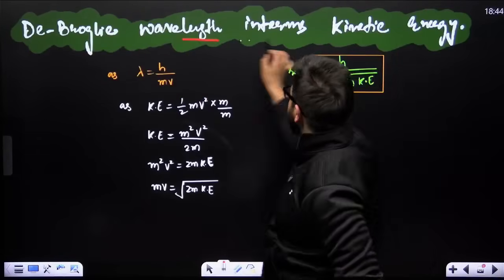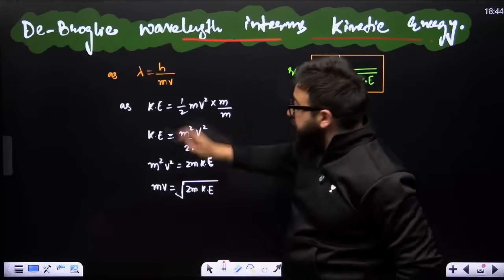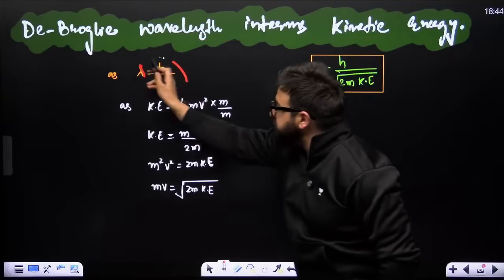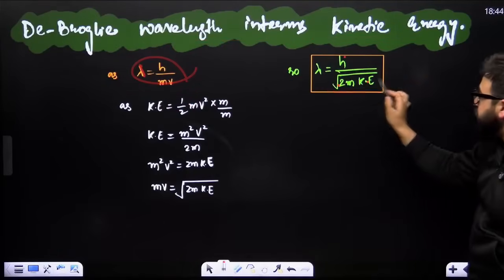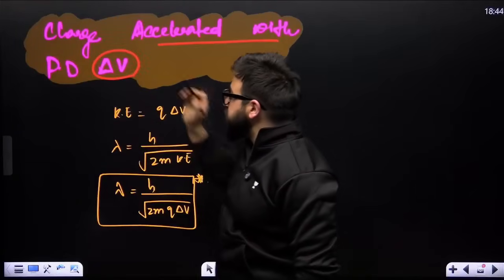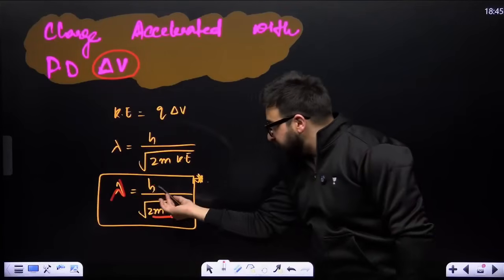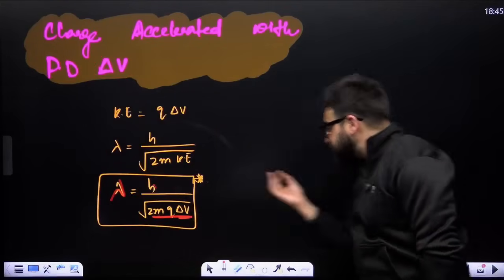Now we say de Broglie's wavelength in terms of kinetic energy. This was de Broglie's wavelength in terms of momentum; in terms of kinetic energy, it is h upon under root of 2 m KE. Then de Broglie's wavelength for a charged particle accelerated under potential difference delta V is lambda equal to h upon under root of 2 m q delta V. h is Planck's constant, m is mass, q is charge, delta V is the potential difference.